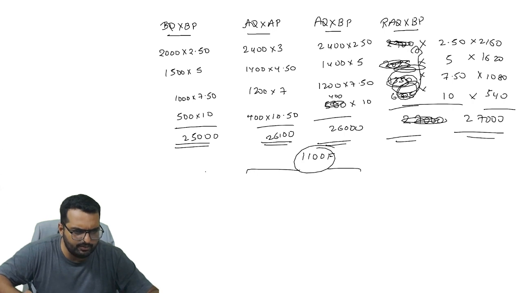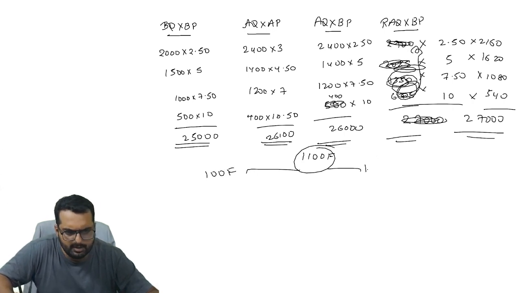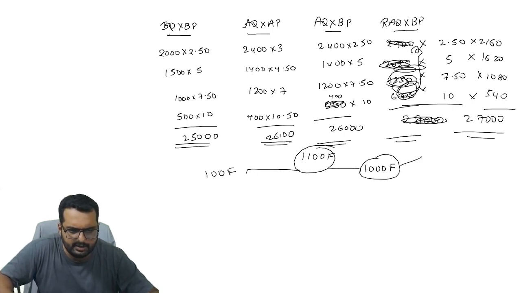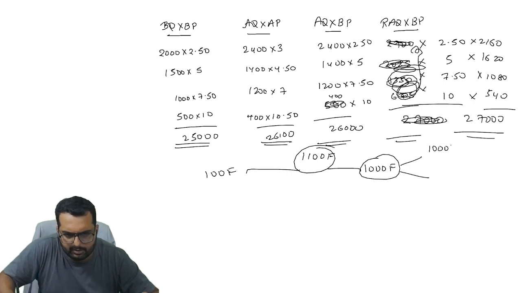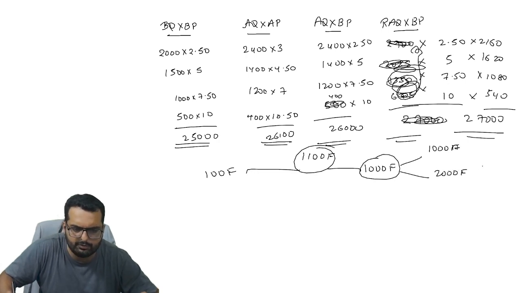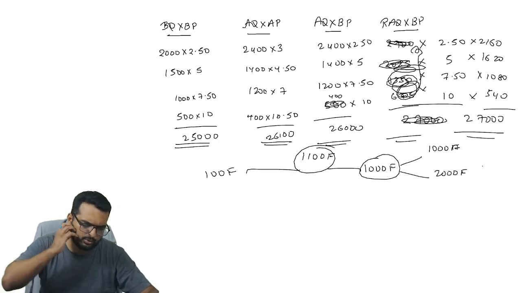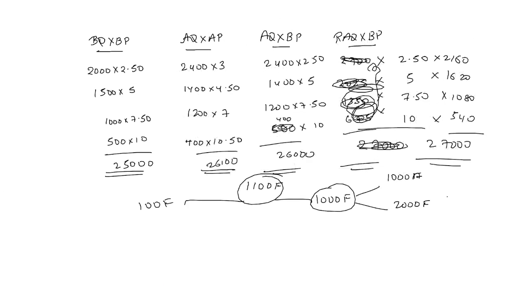Inside this, now you will have 100 favorable, 1,000 favorable. Inside 1,000, you will have another 1,000 favorable. This minus this will be adverse. 1,000 adverse and 2,000 favorable. I'll give you 2 more minutes, finish it off, friends. We are done with the entire basics.